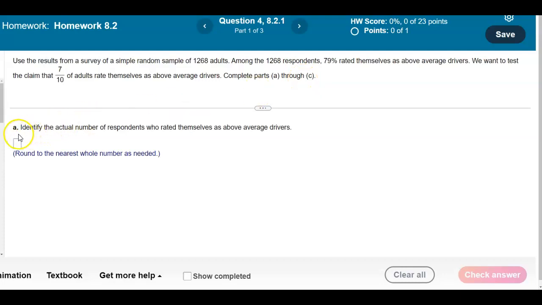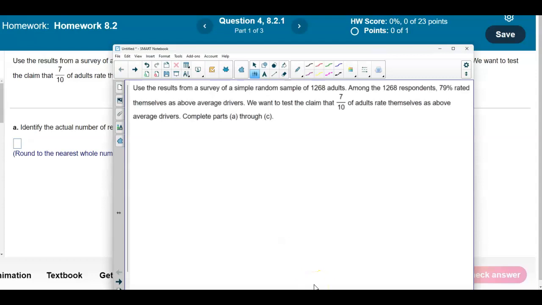So the first part is A. We want to be able to identify the actual number of respondents who rated themselves as above average drivers. So let's take a look at this question here. It says that among the 1,268 respondents, it says here that 79% rated themselves above average. So we need to find out what is 79% of 1,268.